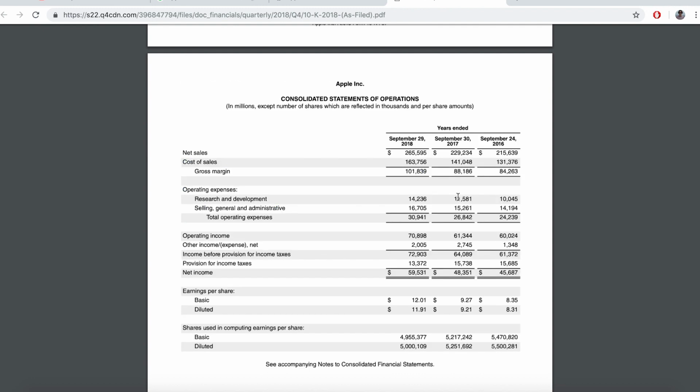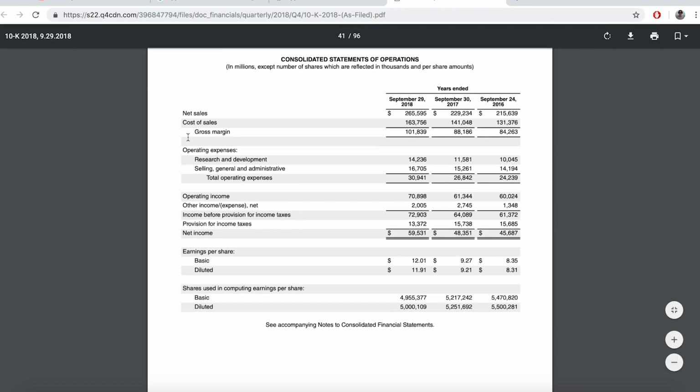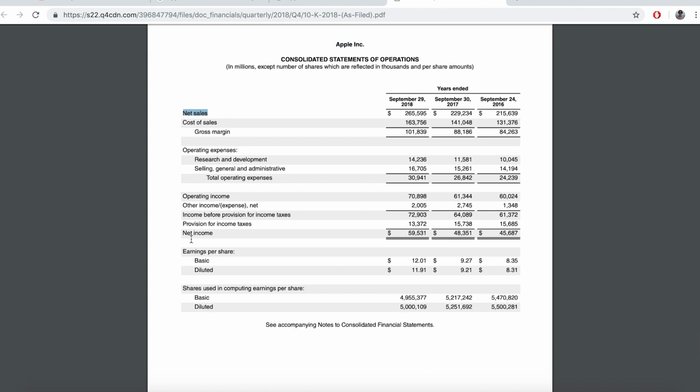So sometimes it's called the income statement. Sometimes it's called something else, like the consolidated statement of operations. They always change it. But you'll be able to identify it because at the top it's going to have net sales or revenue. And near the bottom, it's going to have net income. So that's how you know that you've got the income statement.